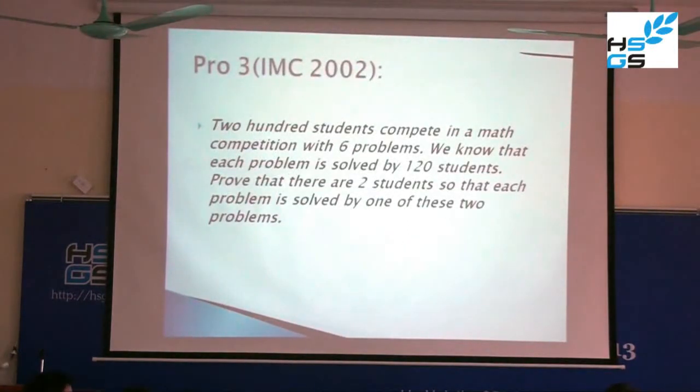We have 200 students competing in a math competition with 6 problems. We know that each problem is solved by 120 students. Prove that there are 2 students so that each problem is solved by one of these 2.